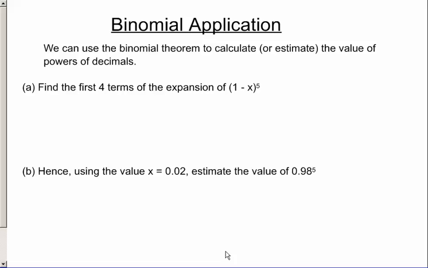In this video, we're going to look at an application of binomial expansion. And that application is to calculate, or most of the time estimate, the value of powers of decimals. So first of all, find the first four terms of (1 - x)^5.